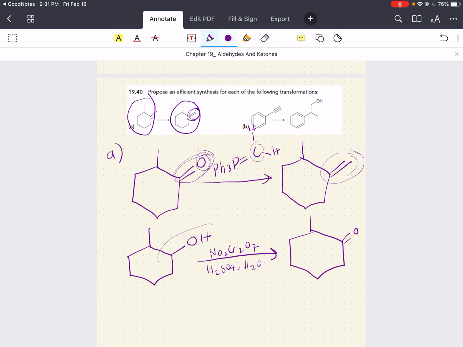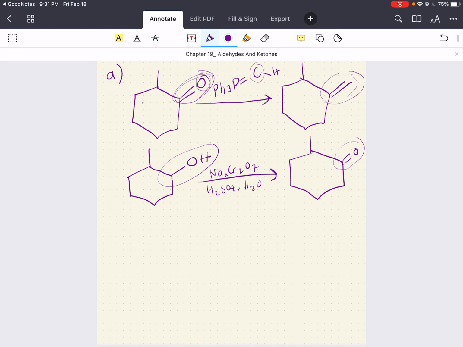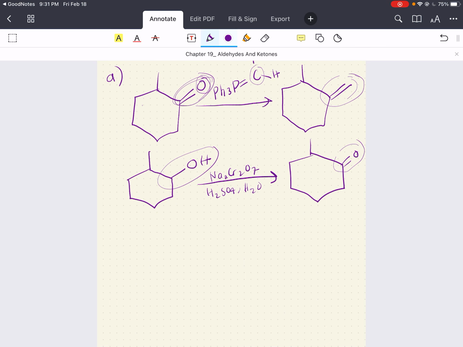Well, if we had an alcohol here, we know how to convert the secondary alcohol to a carbonyl using sodium chromate, sulfuric acid, and water. But how do we get an alcohol on there? Well, we can reflect on some of our elimination and substitution reactions way back in the days of Organic Chemistry 1. We know how to add alcohol groups, our addition reactions from Chapter 8.